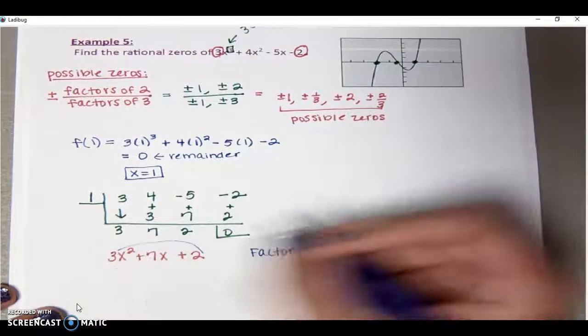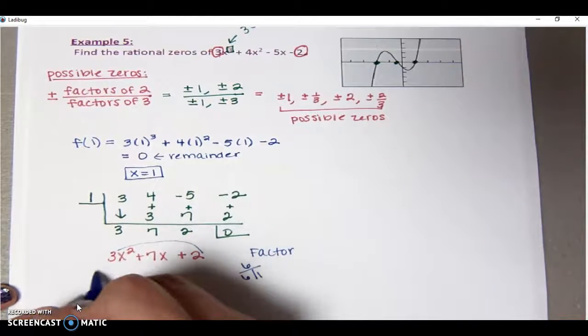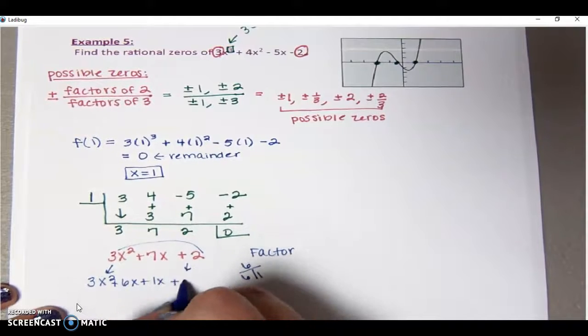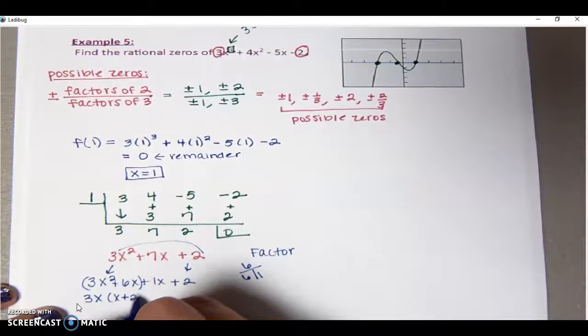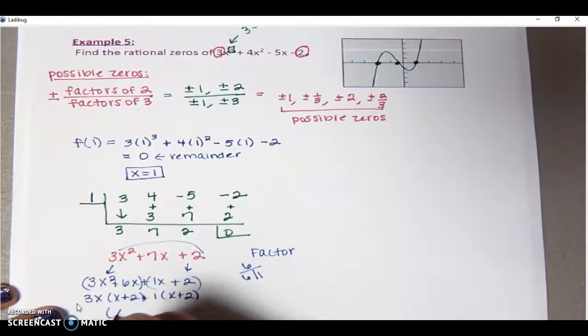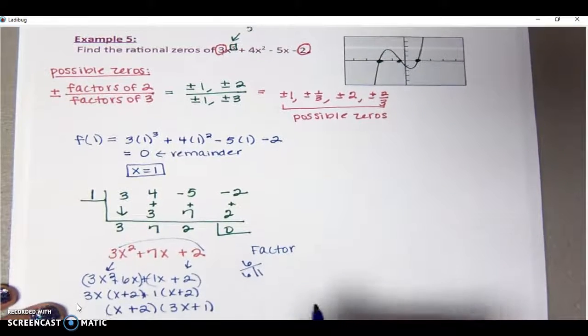So 3 times 2 is 6, so we need 2 things that multiply to 6 and add to 7. Bring down our first term. Bring down our last term. Grouping. So our 2 factors are x plus 2 and 3x plus 1.